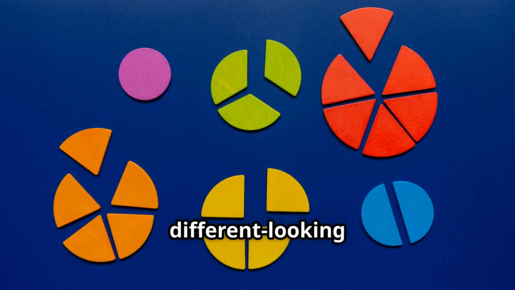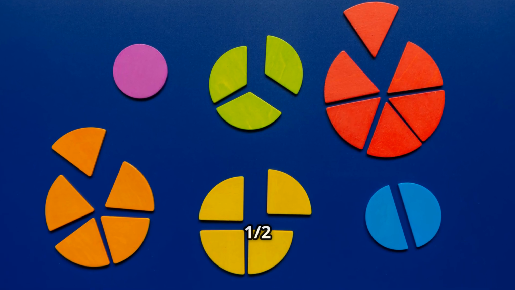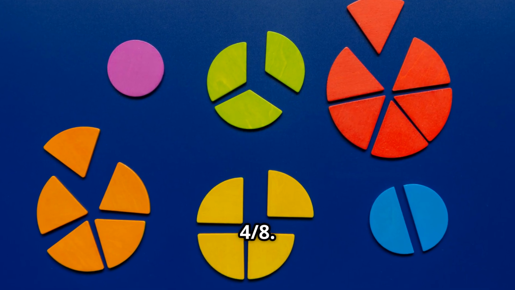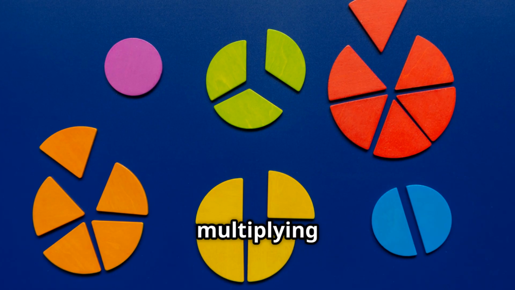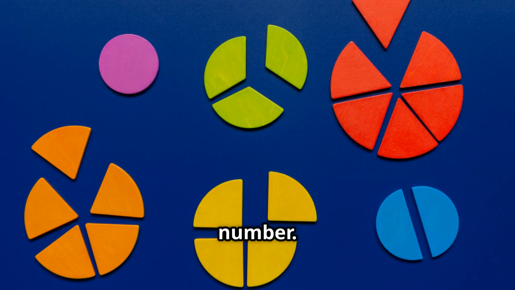Equivalent fractions are different-looking fractions that represent the same value. For example, 1/2 is the same as 2/4 or 4/8. You can find equivalent fractions by multiplying or dividing both the numerator and denominator by the same number.